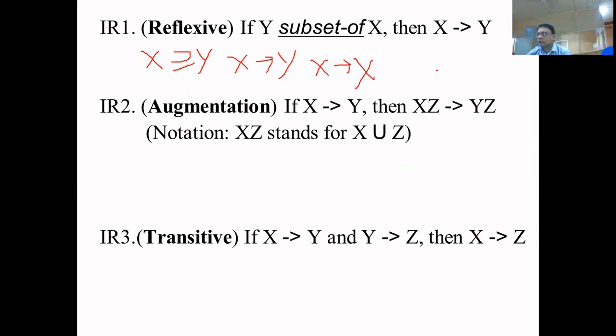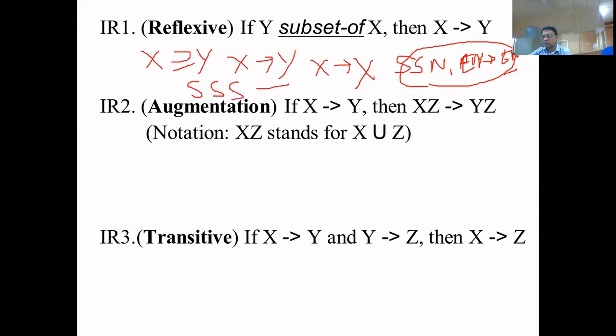For example, SSN, employee name determines employee name, because Y is a subset of X, so this functional dependency holds good. SSN comma employee name determines employee name. This functional dependency satisfies the reflexive rule. I can write it as SSN and employee name, because Y is a subset of X. And also SSN determines SSN holds good here.